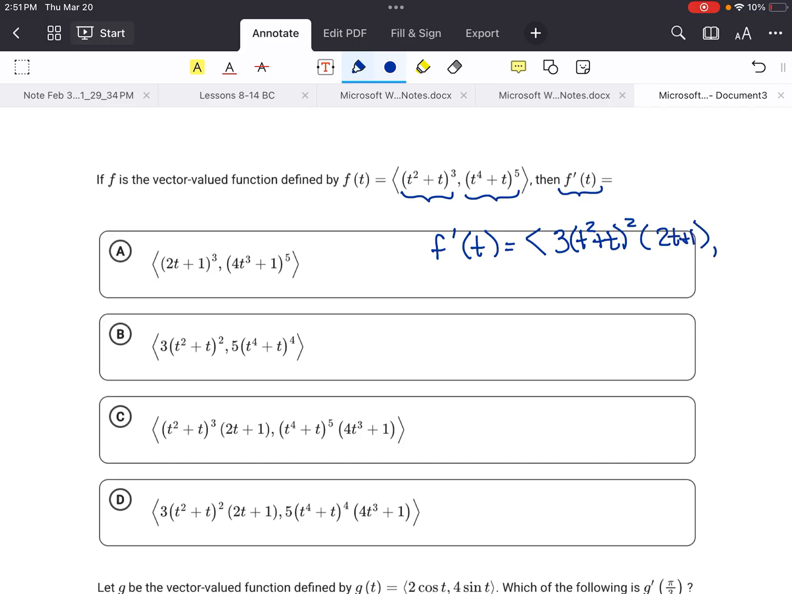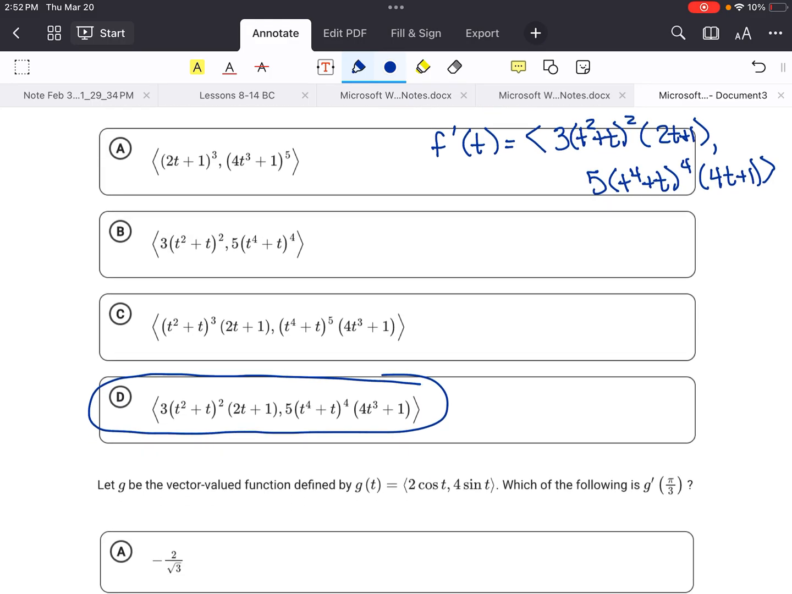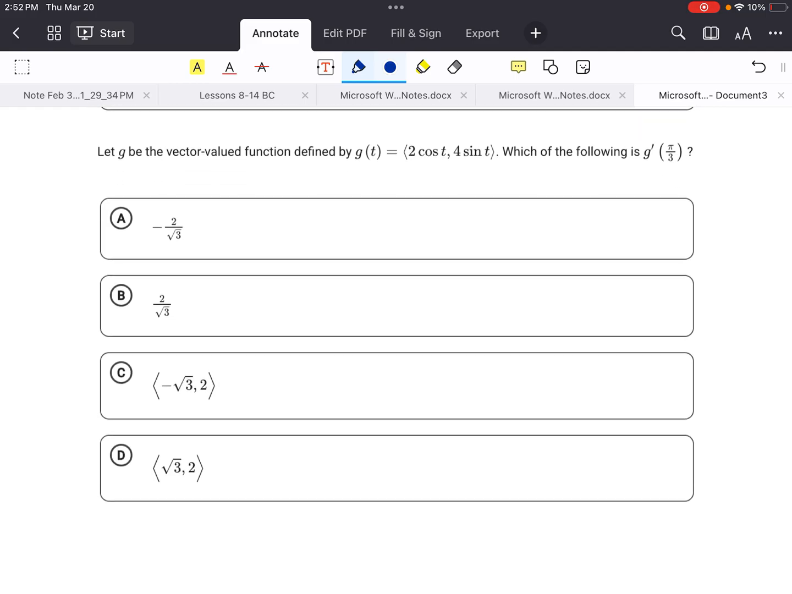and the derivative of y, derivative of the outside, leave the inside alone, times the derivative of the inside. And if you look through your answer choices, that's what D says. So even though this was about vectors and we maybe haven't covered that yet, this was really not so much about vectors. It was really about doing derivatives. So do the derivative of each one, and there you go.